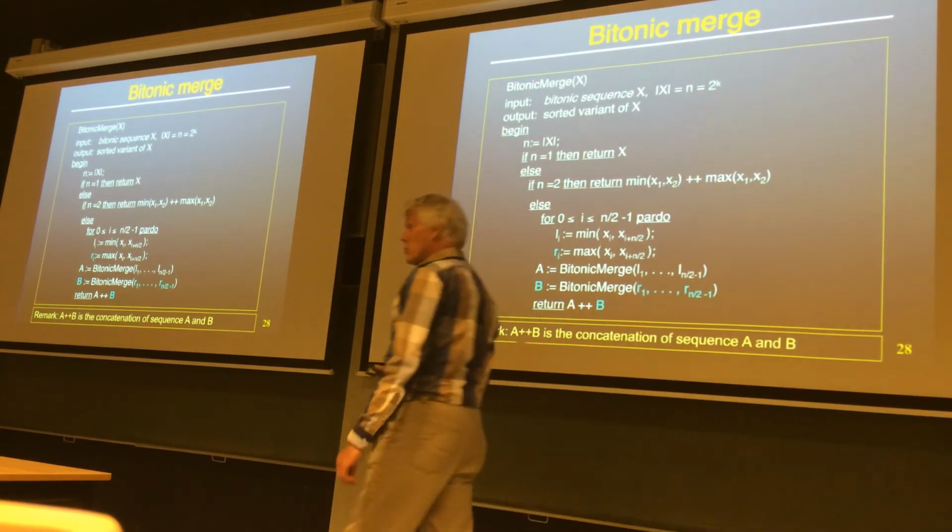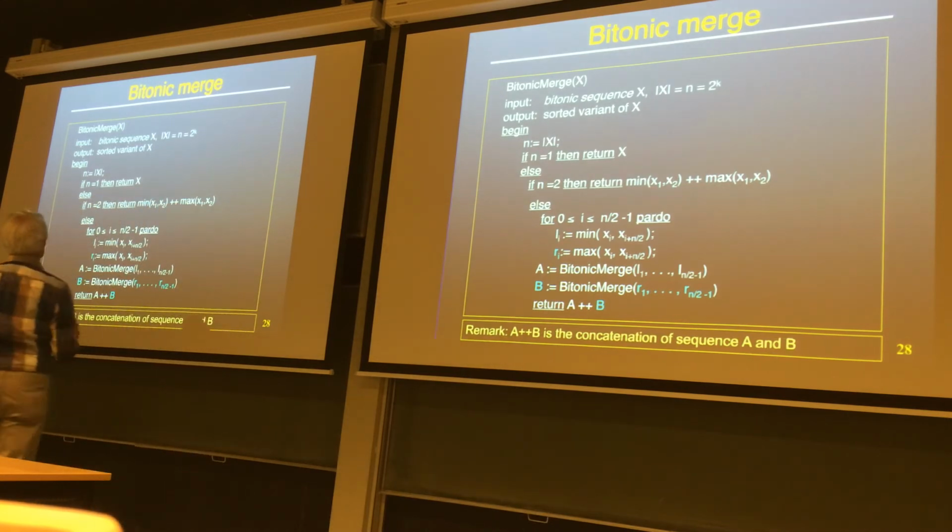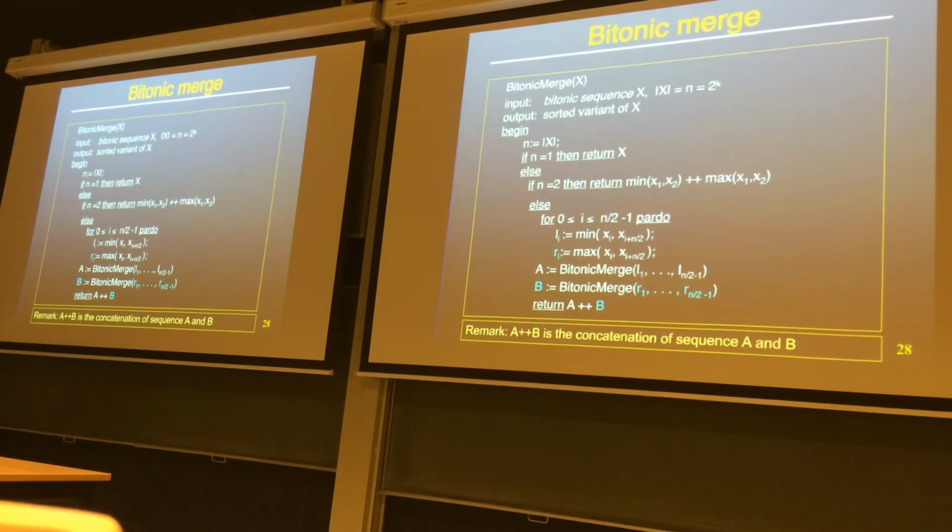What you're doing here is you are weakening the conditions on the input. You do not give a bitonic merge a completely sorted input. No, you give it a bitonic sequence. And what you would like to have is a sorted variant out of it. Okay. Well, how does the corresponding algorithm that makes use of this bitonic property look like? Well, first you compute the number of elements. If you have only one element, then of course sorting is trivial, so you return the original sequence.